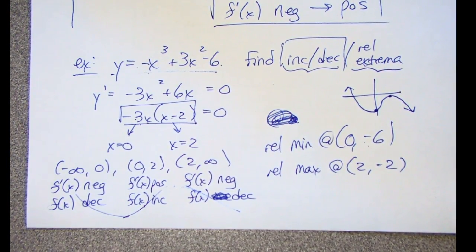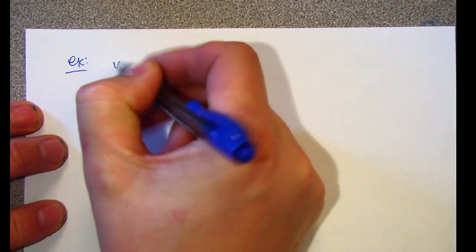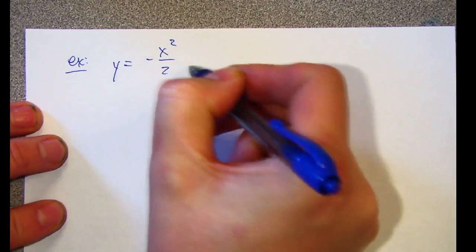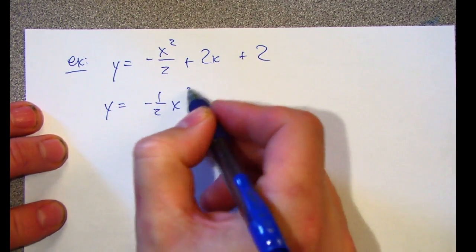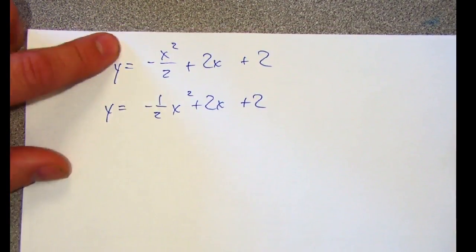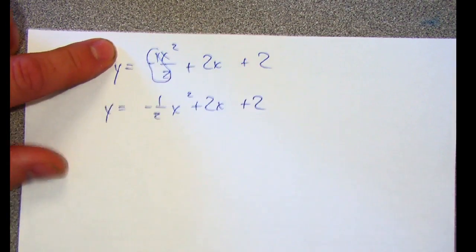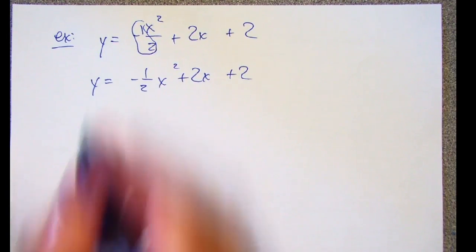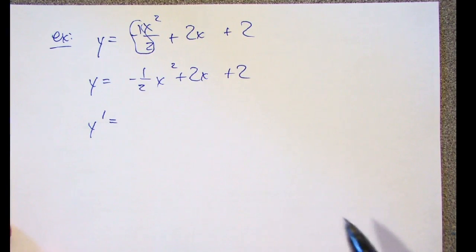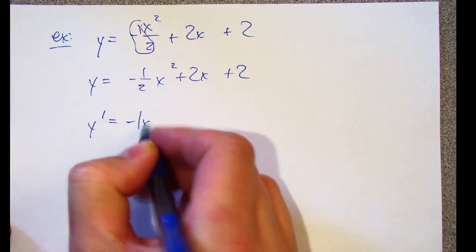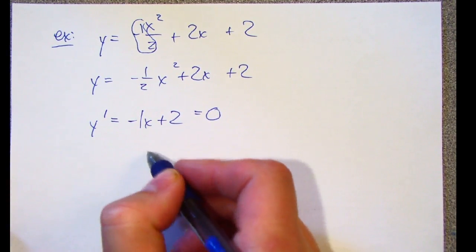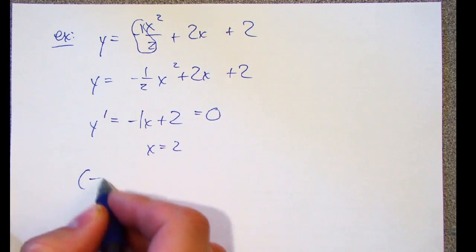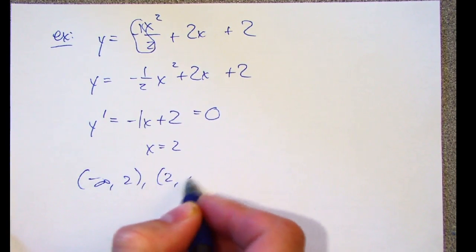Okay, let's look at a couple more. So let's say y equals negative x squared over 2 plus 2x plus 2. I think for most of you it's beneficial to take that extra step and write it this way because the negative 1/2 out in front is a lot easier to work with for most of you. Take the derivative. So negative 1x plus 2 is at the top and bottom equals 0, but there is no bottom. So we get that x equals 2, and we're going from negative infinity to 2 to infinity.